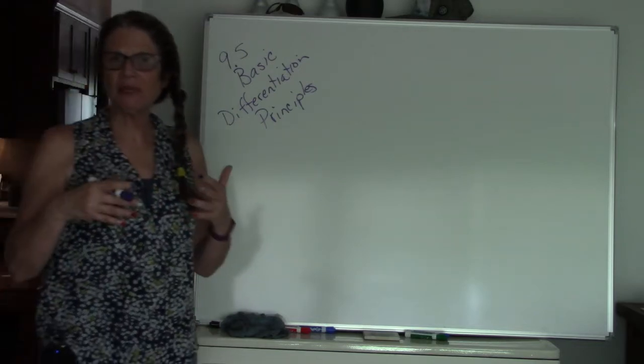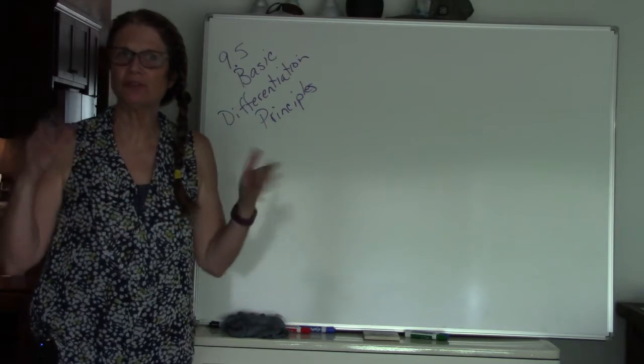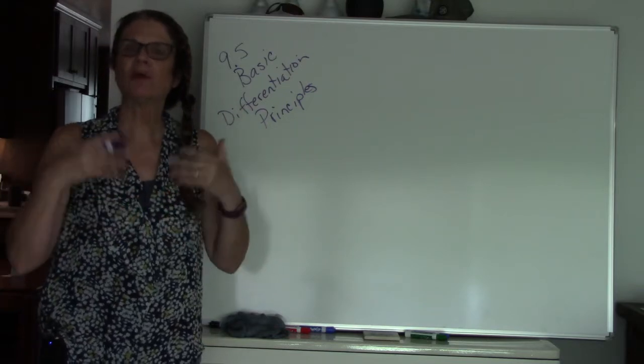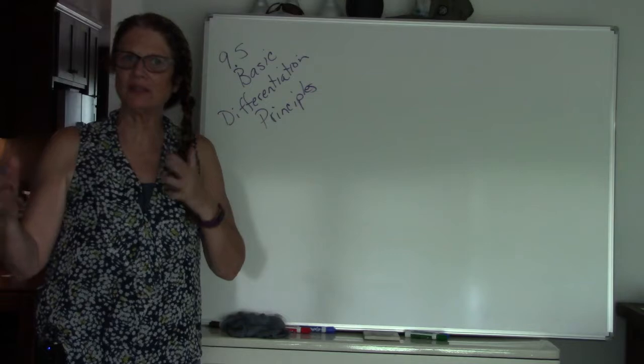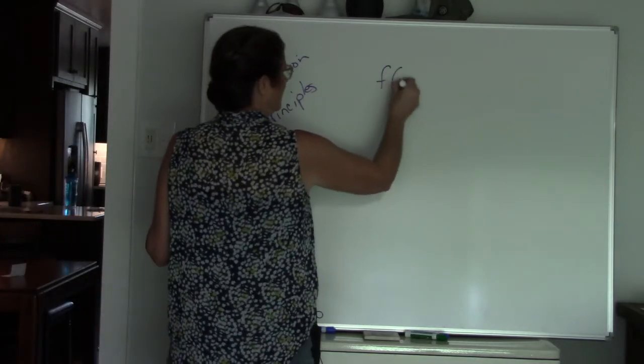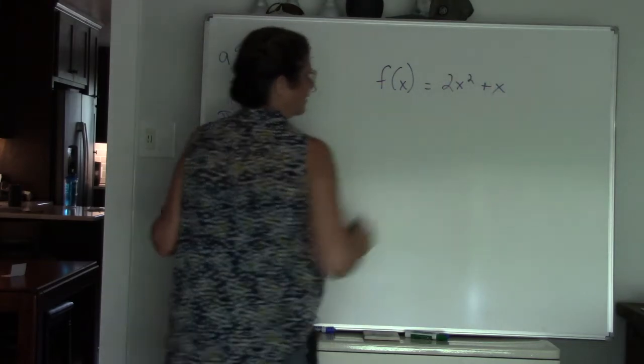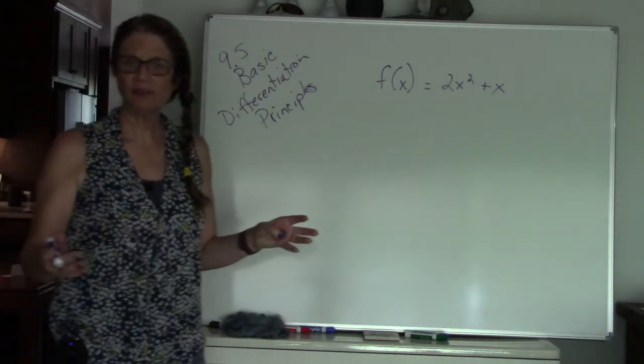You're going to love me from this point on, because after this lesson you're going to be able to use what we call shortcuts. But I want you to see that you're doing the exact same thing. All right, so here's our function. We have f of x equals 2x squared plus x. This is our function.